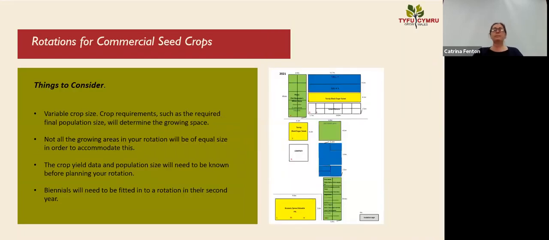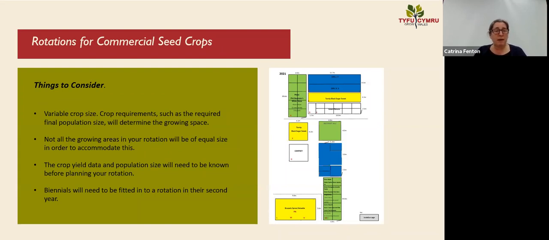Crop rotation. That's really important for seed production. As I mentioned, we're an organic certified seed producer, so we follow crop rotation principles. It's a fundamental part of the way we grow our crops organically. And those same principles apply if you're already using crop rotations for market garden produce, for example, but there are some additional things to plan for.